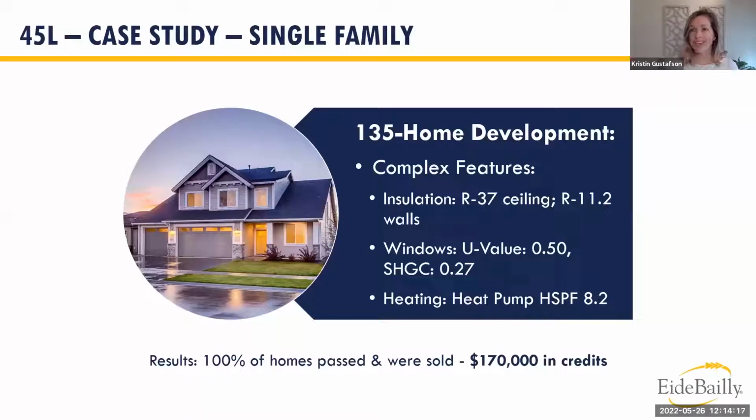We'll look at a quick case study here. This was a single family 135 home development. Some of the features of this development included highly insulated ceilings and walls, windows of U value 0.5 with sensible heat gain of 0.27, and then heat pump heating of 8.2 HSPF. As a result of this study, 100% of the homes were passed and sold, resulting in $170,000 in tax credits to the designer, to the building owner.